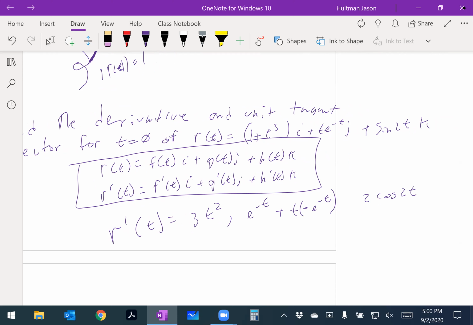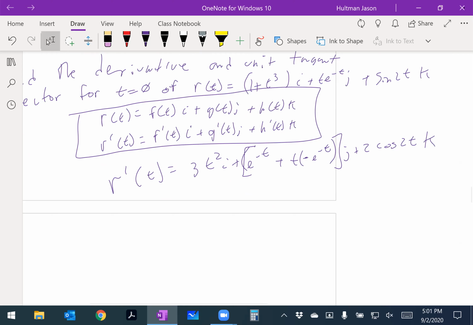I could do this as i's, j's and k's as well. This is i plus this thing j plus this thing k. So let's clean that up and simplify that. R prime of t is equal to 3t squared i plus, I'm going to factor out an e to the negative t, so this becomes 1 minus t, j plus 2 cosine 2t k, and that's the derivative.